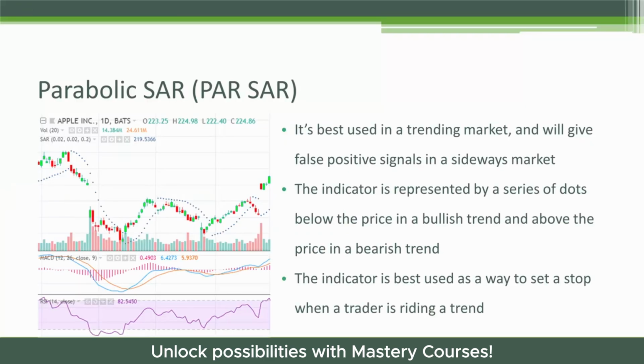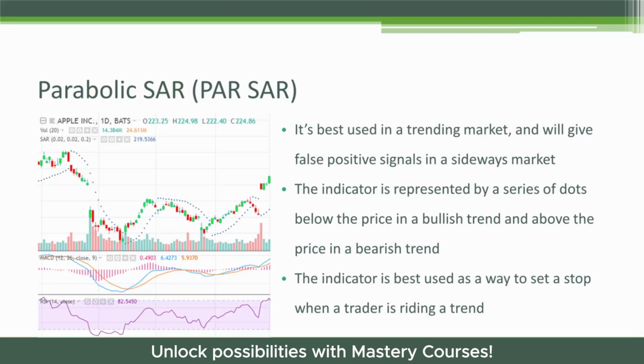And today we're going to talk about the parabolic SAR and how to trade with this indicator. The parabolic SAR is also known as the stop and reversal system. The indicator is best used in a trending market, so we're not going to be using this indicator in a sideways market. We will have already identified either a bullish trend or a bearish trend in the stock or market that we're trading in order to use this indicator.